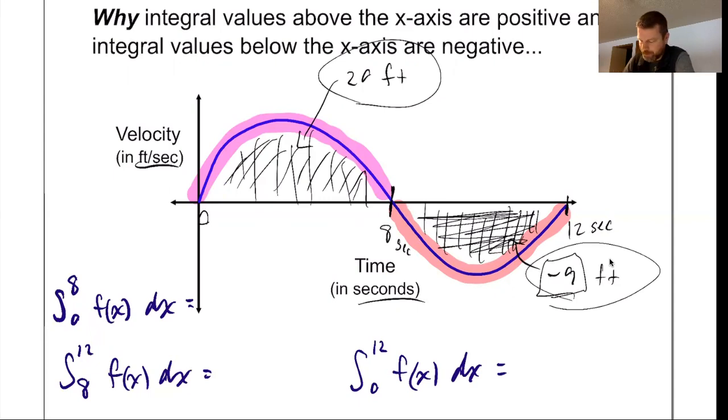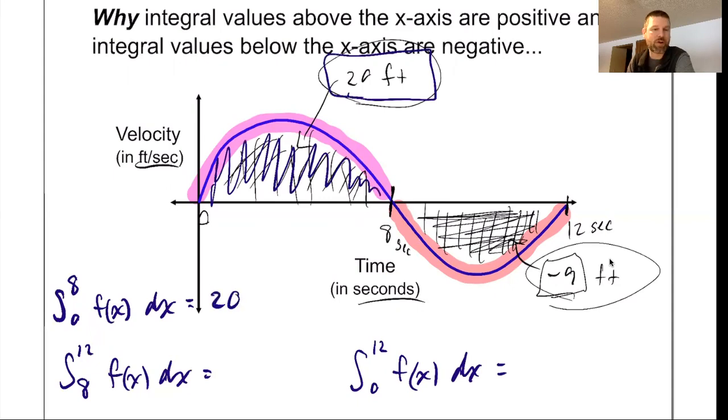Integral value from 0 to 8. Well, that's all the area under here, which is a positive value. We said that was 20. So that's equal to 20. The integral from 8 to 12. Well, that's all of this movement. We change that to -9. So that would be a value of -9. If I said from 0 to 12, well, that's all of this put together, all of that 20 plus that -9, that would be 11.